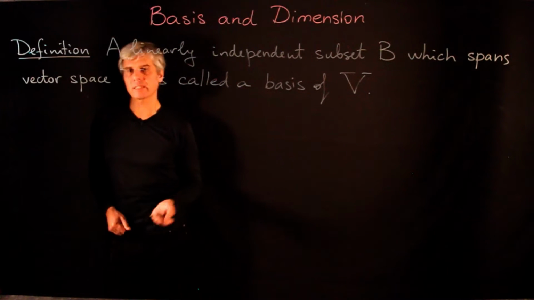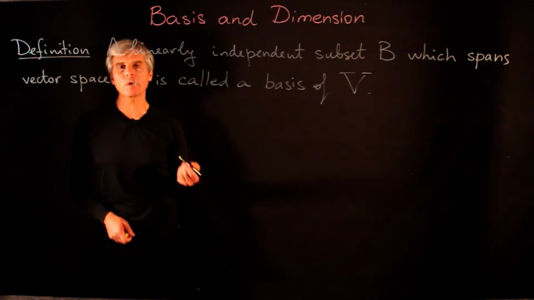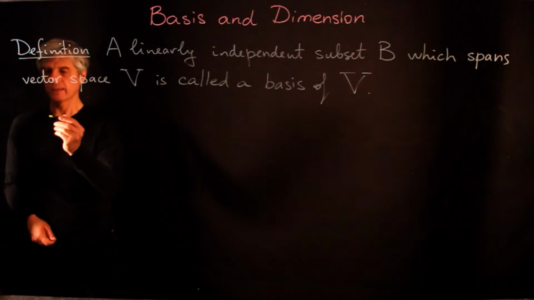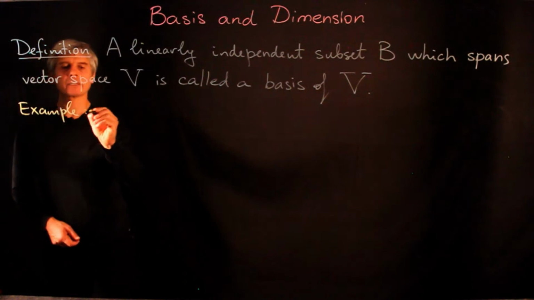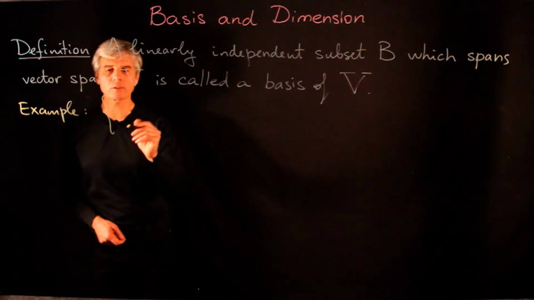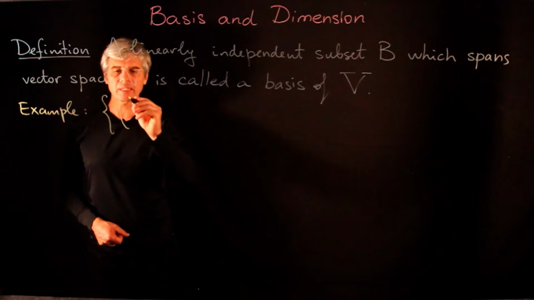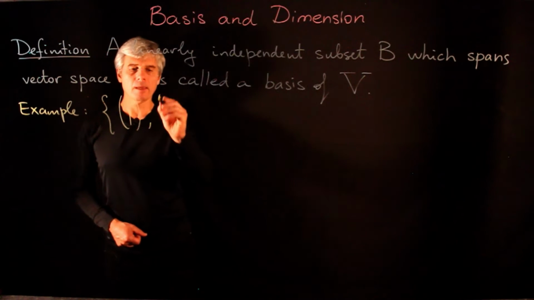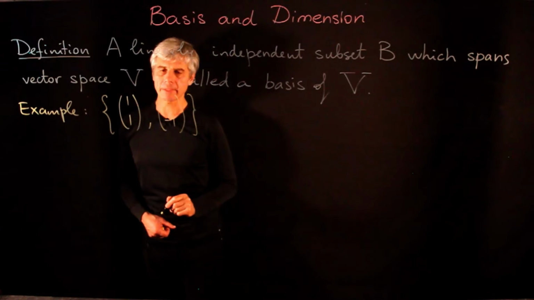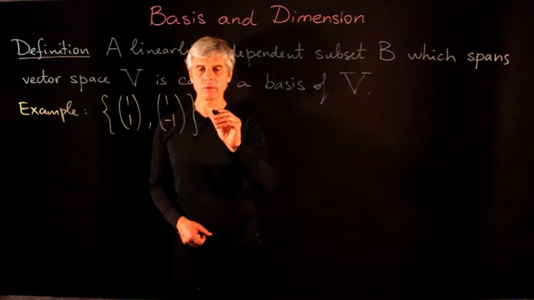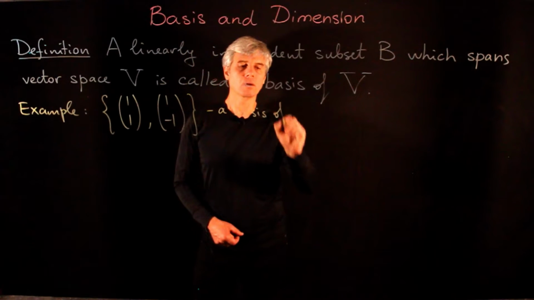The standard basis is not the only basis in Fn. Typically there are many ways one can choose a basis. And let's give another example. Let's take the following two vectors in R2: the vectors 1, 1 and 1, minus 1. We claim that this pair of vectors forms a basis of R2.